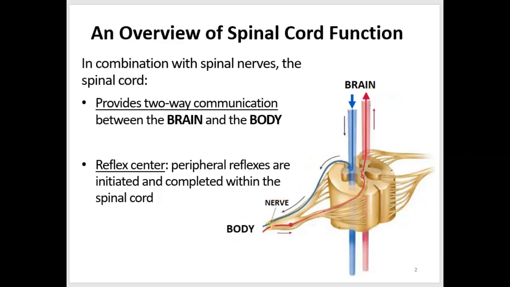Now the reflex center involves sensory information coming in from the body to the spinal cord. And rather than going all the way up to the brain to elicit a response, instead what happens is sensory information comes into the spinal cord, and the spinal cord right away has a motor response of some sort. So we call it a reflex because it's so fast and it doesn't involve the brain.